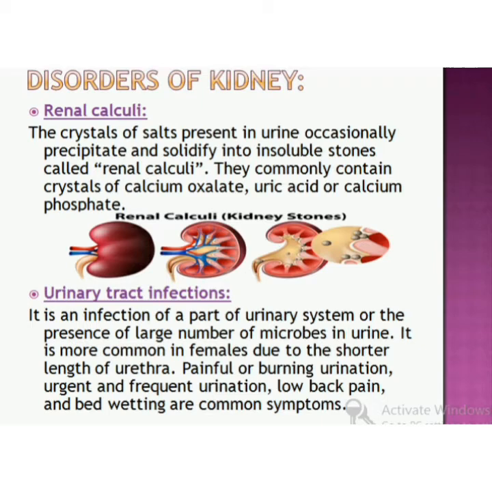Urinary tract infection (UTI): it is an infection of a part of the urinary system or the presence of a large number of microbes in urine. It is more common in females due to the shorter length of the urethra. Painful or burning urination, urgent and frequent urination, low back pain, and bed wetting are common symptoms.